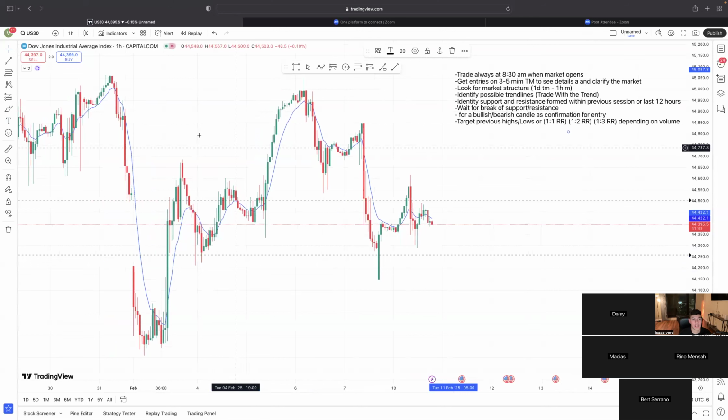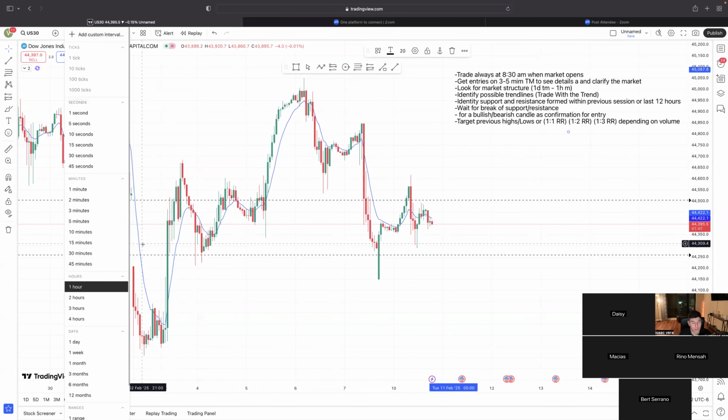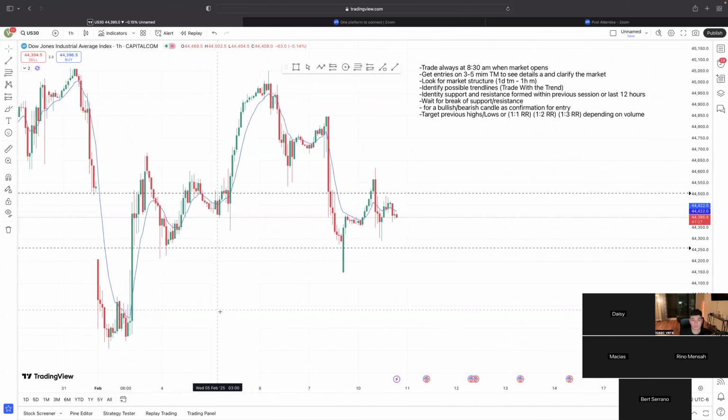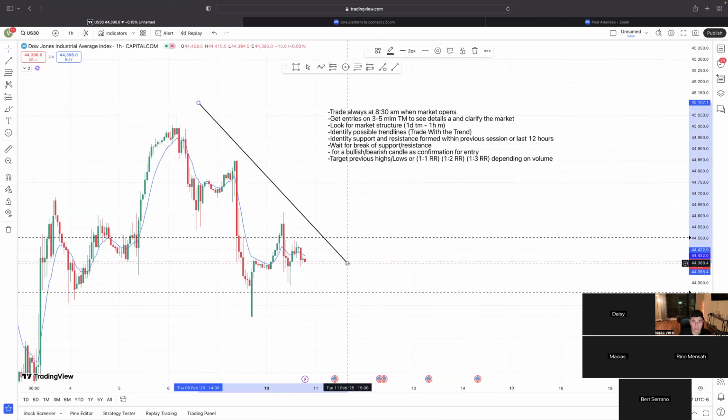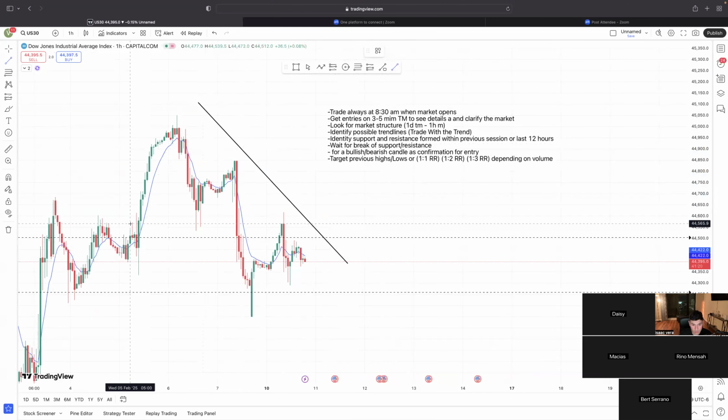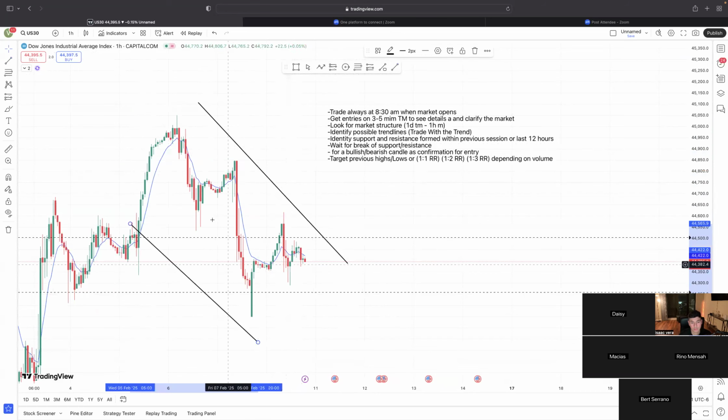Basically, market structure, I always look for it in the 1 day and 1 hour time frame. Why? Because when you zoom out of the market and see what the market is actually doing from farther away, you can actually see the movement of the market. You can see that the market is moving in some type of direction. So in this case, if you guys have been following, we have been in a bearish market structure, because we are moving to the downside.